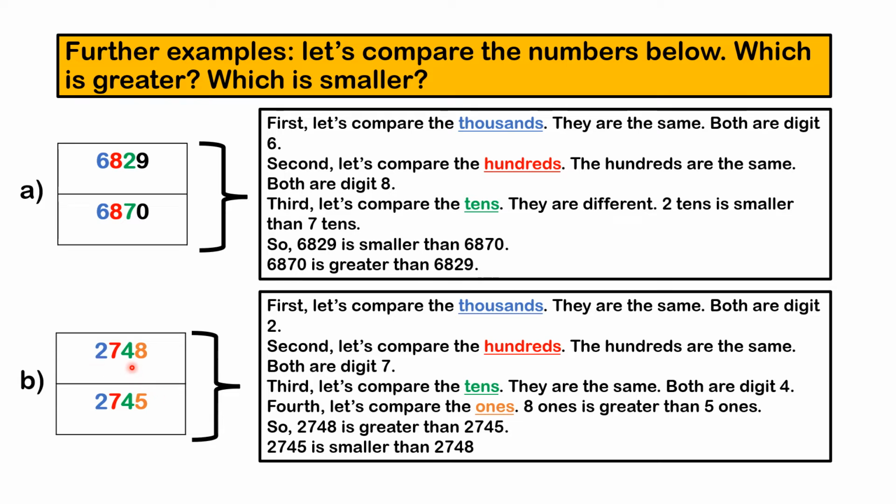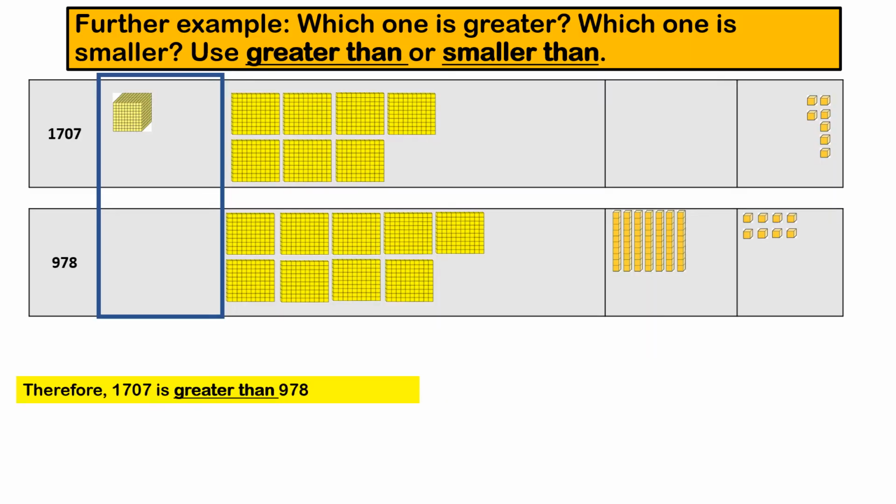So 2,748 is greater than 2,745, or 2,745 is smaller than 2,748. So now let's have a look at another further example to see which one is greater and which one is smaller.